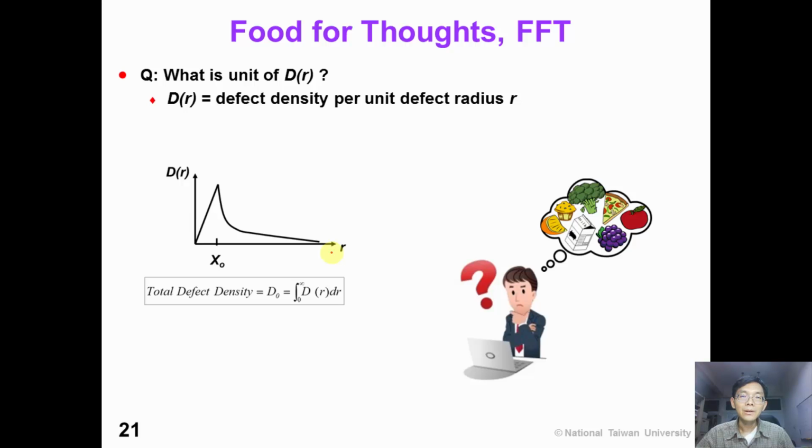Now it's time for thoughts. In our critical area model, we introduced the DSDD function. So what is the unit of the function D of R? Remember, D of R is equal to the defect density per unit defect radius R. So please tell me the unit of D of R.